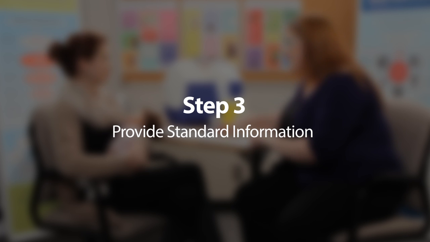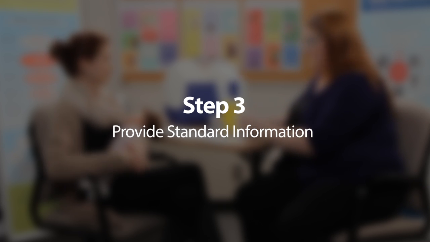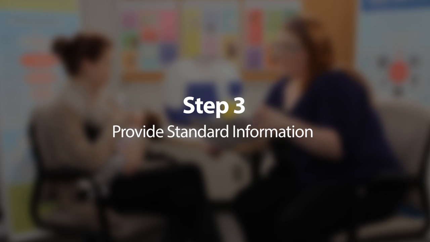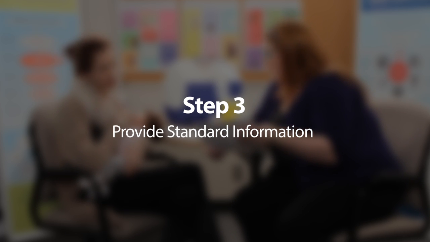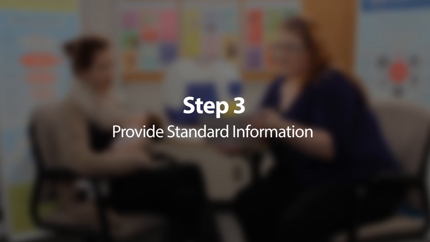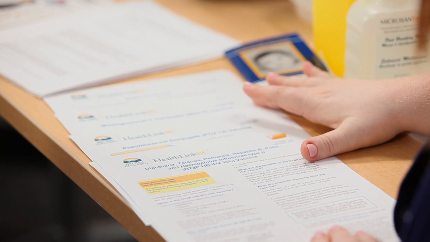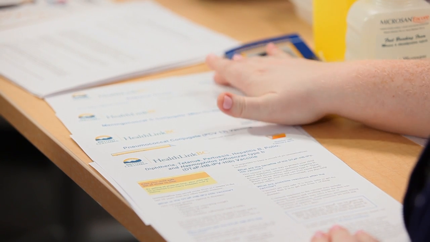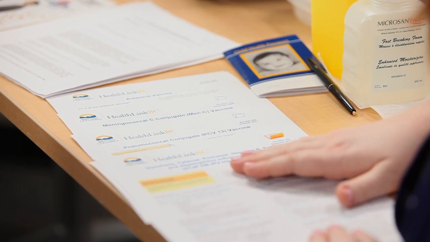Step 3. Provide standard information. The vaccine provider shows the parent the health files for diphtheria, pertussis, tetanus, polio, Haemophilus influenza type B, hepatitis B, meningococcal C, pneumococcal 13, and rotavirus. Have you seen these health files before? The nurse gave them to me, but I haven't had a chance to read them yet. Okay, well that's fine. So we are just going to take some time then to actually go through and review each of them. All right?